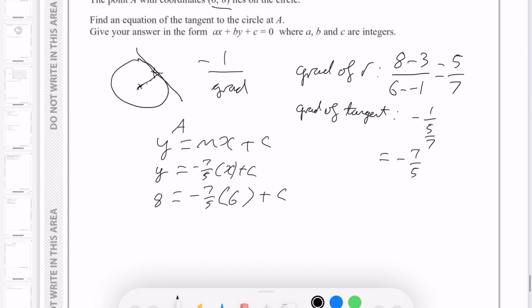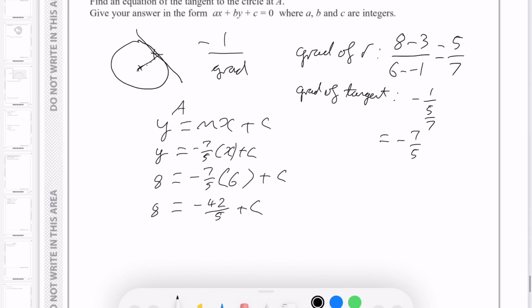So now we end up with 8 is equal to, times this out, -42 over 5 plus c. Add that across, we have 8 plus 42 over 5 to move that across to get us our c value. So 8 is the same as 40 over 5. Add that on to 42, that will get us 82 over 5 for c.